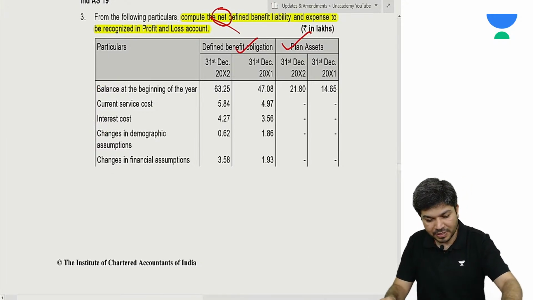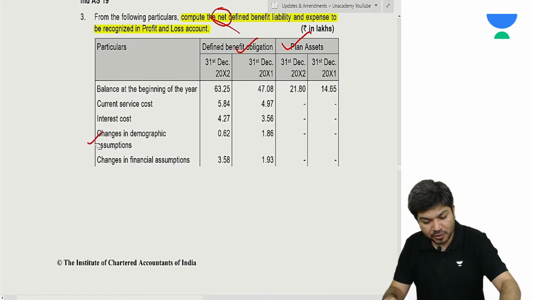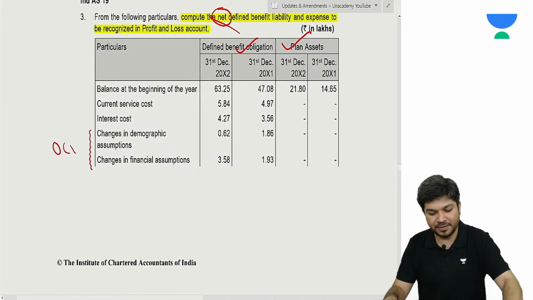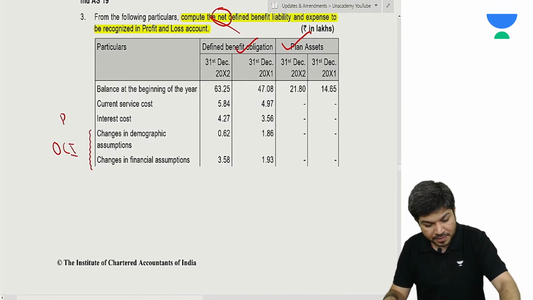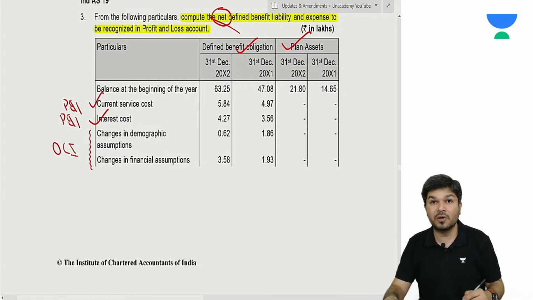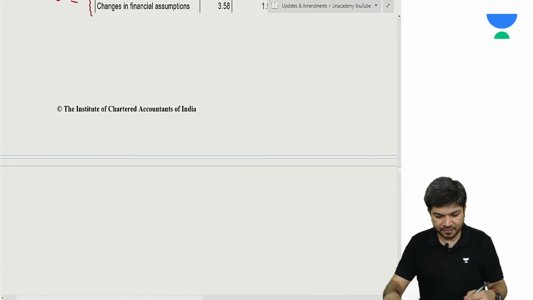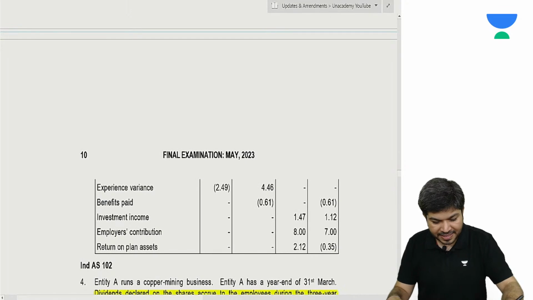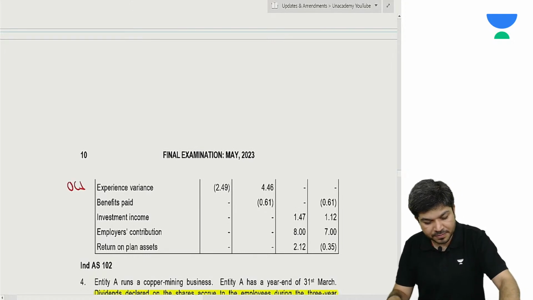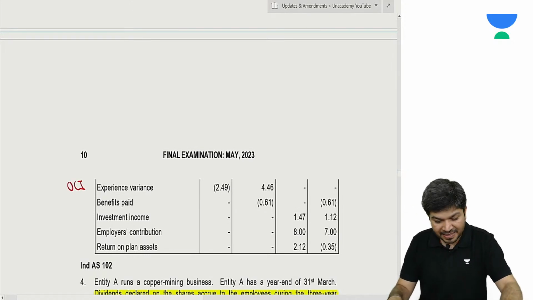Here the liability is going up. Change in financial assumption. One more thing: whenever the actuary changes assumption, the impact of this comes in OCI. Perfect. Interest cost comes in P&L, current service cost comes in P&L. Fine. Next, experience variance. This is also basically an actuarial assumption thing. This comes in OCI. Benefits paid.